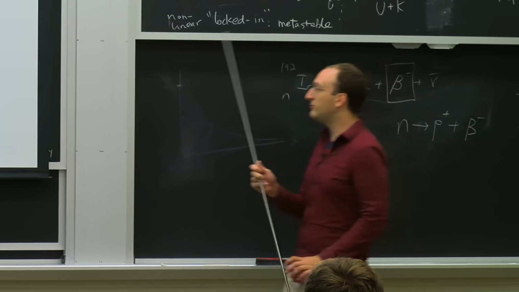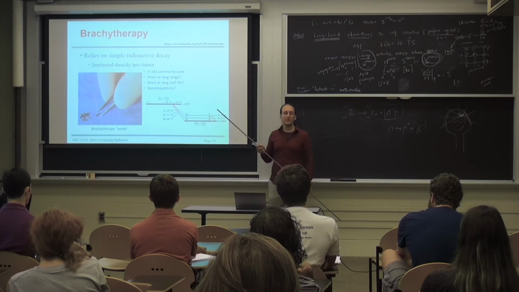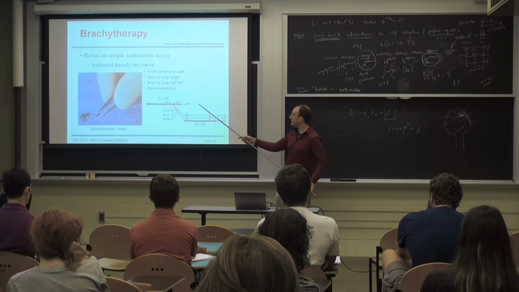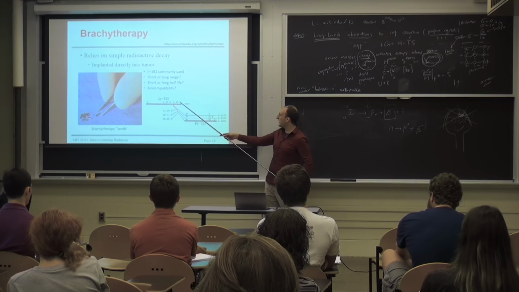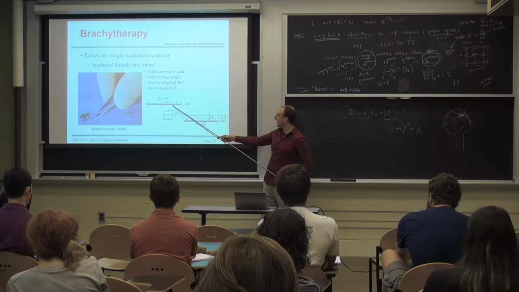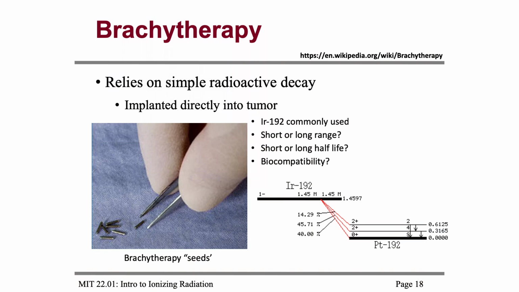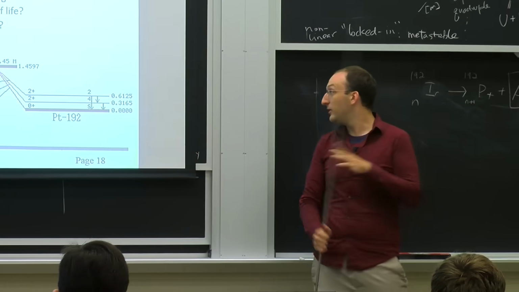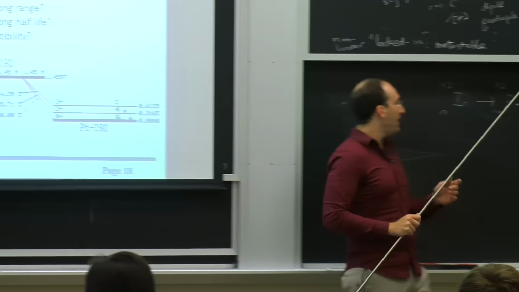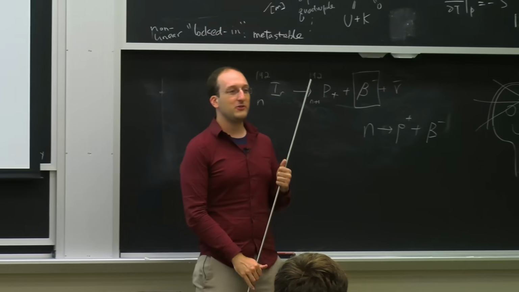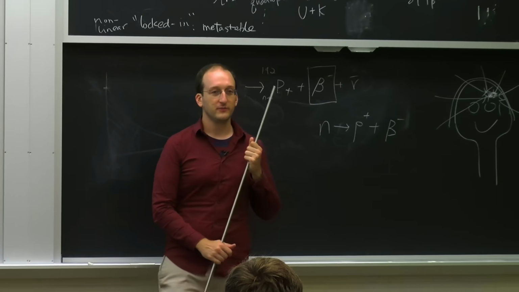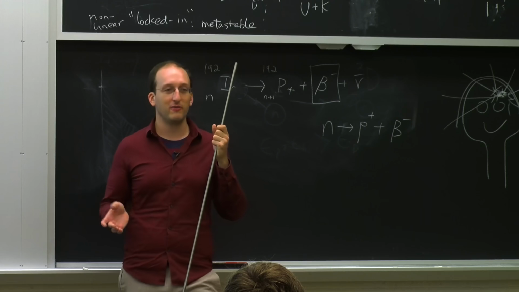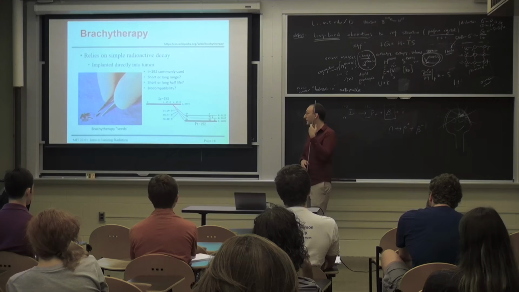And all of these are relative energies in MeV, or mega electron volts. So for example, this iridium-192 has a 40% chance of decaying by beta to platinum-192, which means the electron can have up to 1.4597 MeV. And if we know its energy, we know its maximum range. So selecting the right isotope and the right activity for the right tumor is quite important.